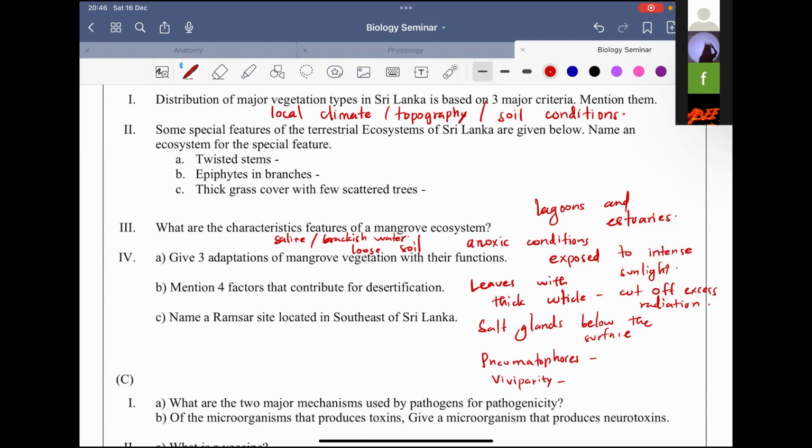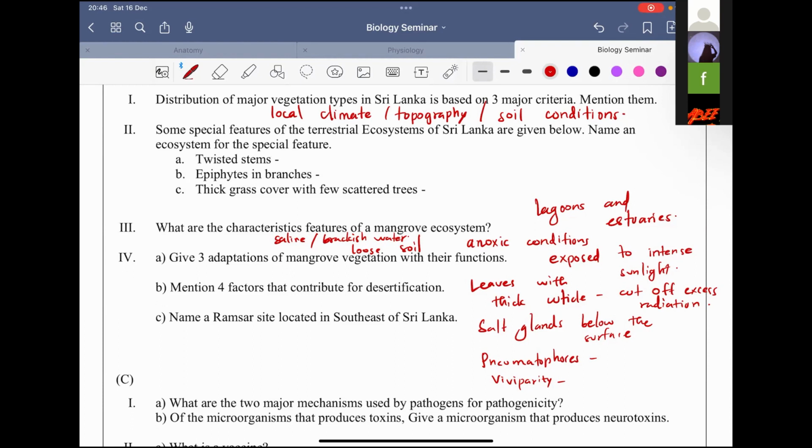It will help to establish seeds successfully soon after falling from the tree. Okay, so these are the adaptations. There are 4 adaptations I told, so you can write any 3 of them. So these are the adaptations and their functions, right? So these are the functions. These all are directly from the resources. There's nothing to explain, you just have to remember.